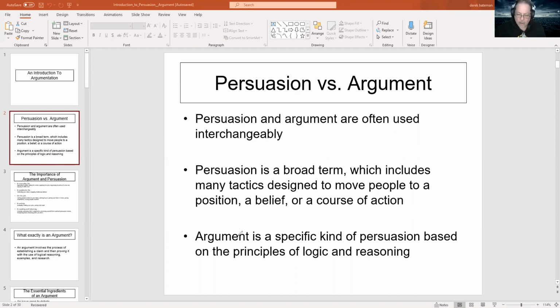So argument, as it says here, is a specific kind of persuasion based on the principles of logic and reasoning. That's the key. Right? You can see it here as in opposition or as, in a sense, a type of complement in a way to persuasion. But persuasion can take tactics that are not acceptable in an academic milieu.